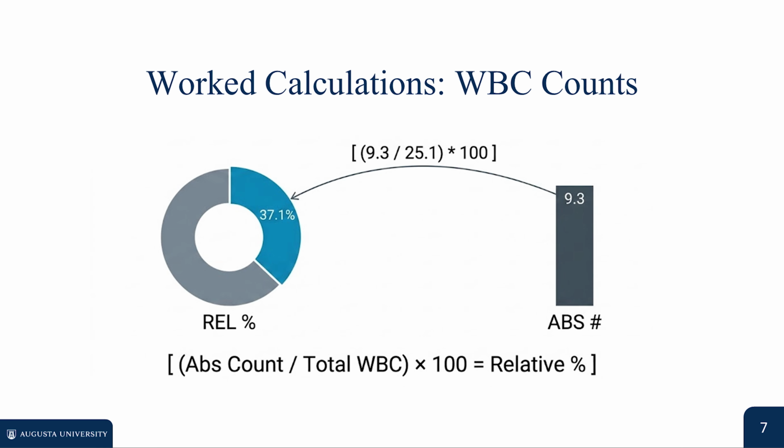In our second worked example, we perform the reverse calculation to determine relative percentage from an absolute concentration. Here, the patient exhibits a total WBC count of 25.1 times 10 to the third per microliter with an absolute neutrophil count of 9.3 times 10 to the third per microliter. By dividing 9.3 by 25.1 and multiplying by 100, we calculate a relative neutrophil percentage of 37.1%. Tracking absolute concentrations is essential because relative percentages can appear spuriously altered during marked leukocytosis or leukopenia.